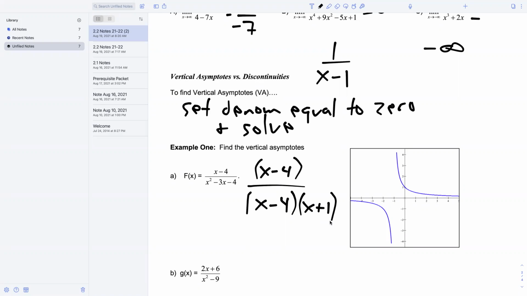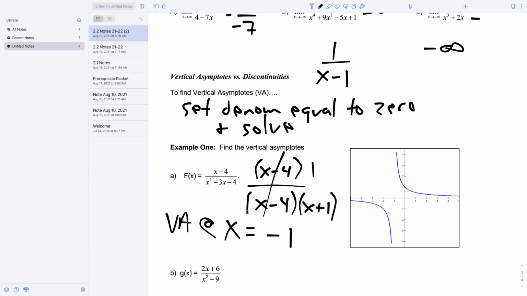What happens to the x minus 4s? They cancel, meaning I have a removable discontinuity, right? I said that previously. So there's a removable discontinuity at 4, right? And I'm going to have a vertical asymptote at x equals -1. There's still a 1 there, because if I plug in -1, I've got -1 plus 1, which gives me a 0 in the denominator.